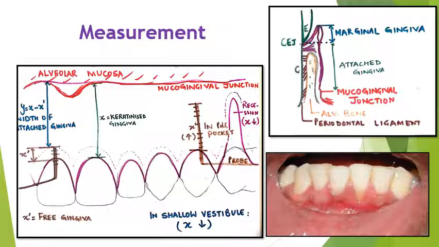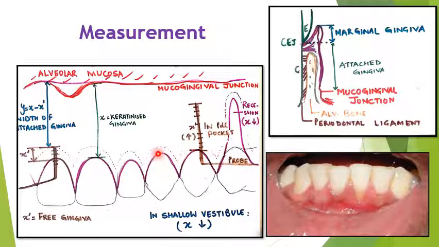Measurement of attached gingiva, we will discuss it with the line diagram. This line diagram will help you in the exam also. You can draw such diagrams. Let's see. You can appreciate that this is marginal gingiva, right? This is the gingival margin, and you all know that the height of the gingival margin is known as gingival zenith.